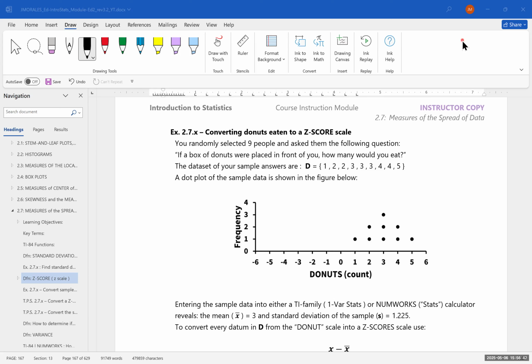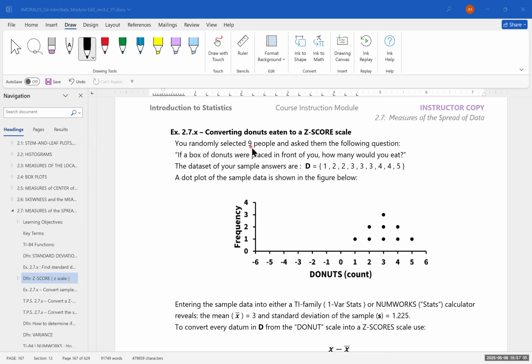All right, so let's look at an example of converting data from one scale to a z-scale. And I'll show you how to do it also with your calculator. So here's an example of converting from a donut scale to a z-score scale.